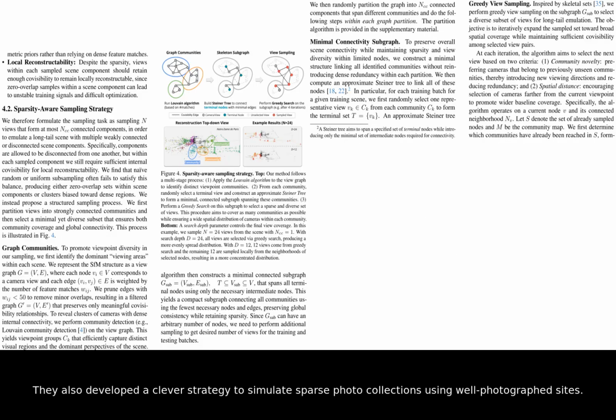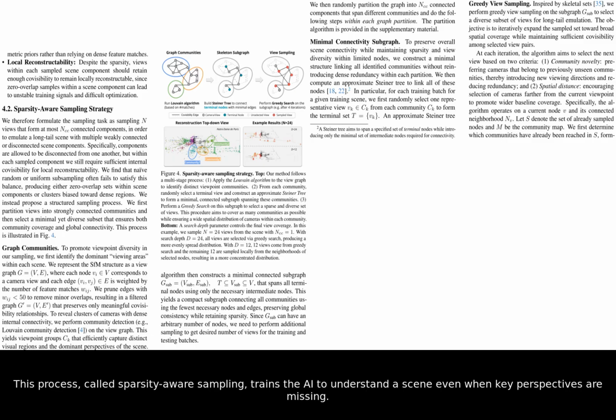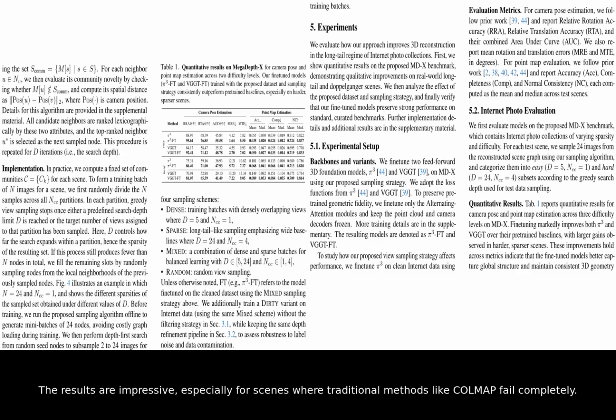They also developed a clever strategy to simulate sparse photo collections using well-photographed sites. This process, called sparsity-aware sampling, trains the AI to understand a scene even when key perspectives are missing. The team used graph theory to identify distinct viewing areas and select a diverse set of images to challenge the model during training. The results are impressive, especially for scenes where traditional methods like COLMAP fail completely.